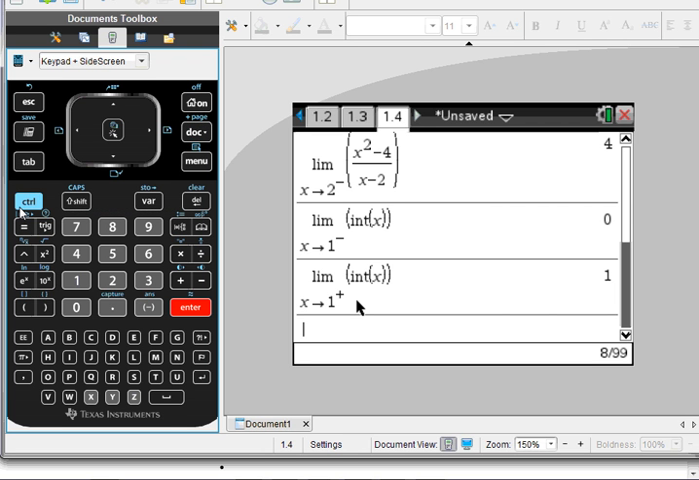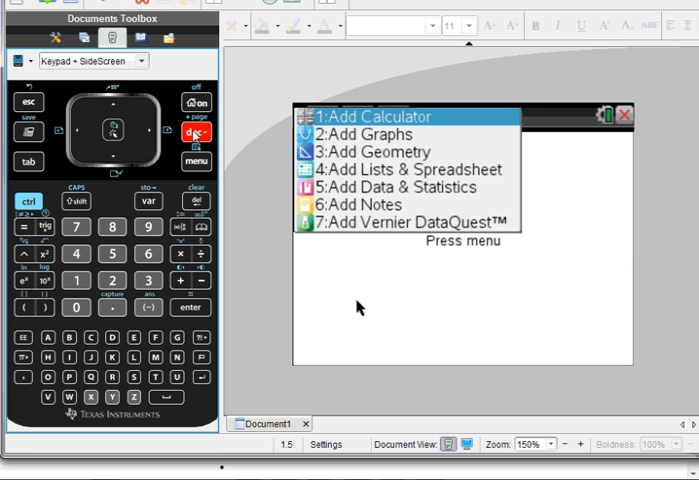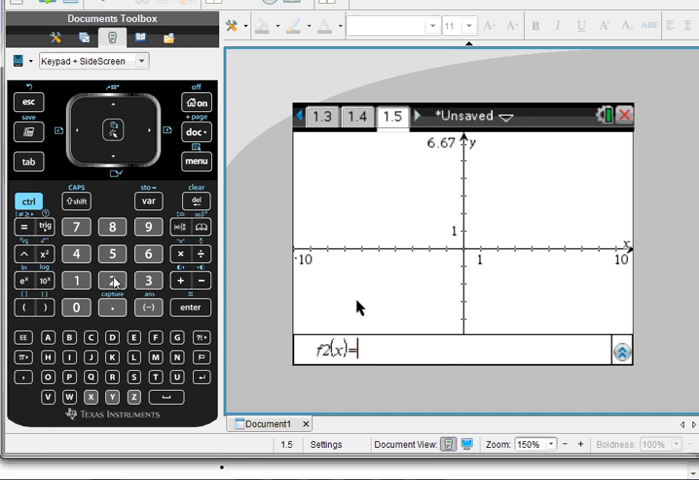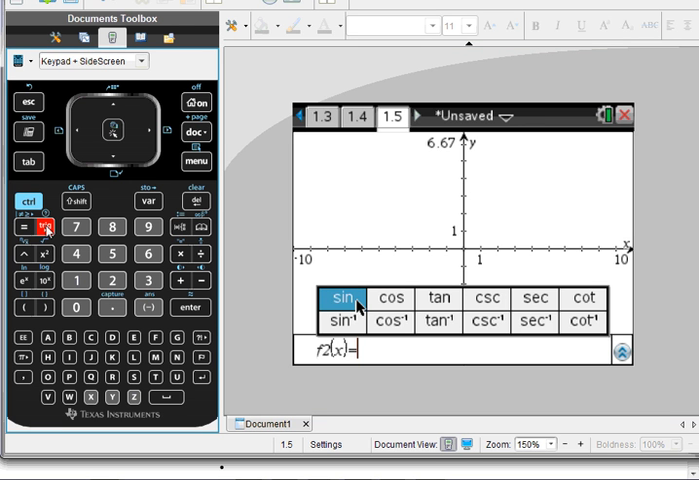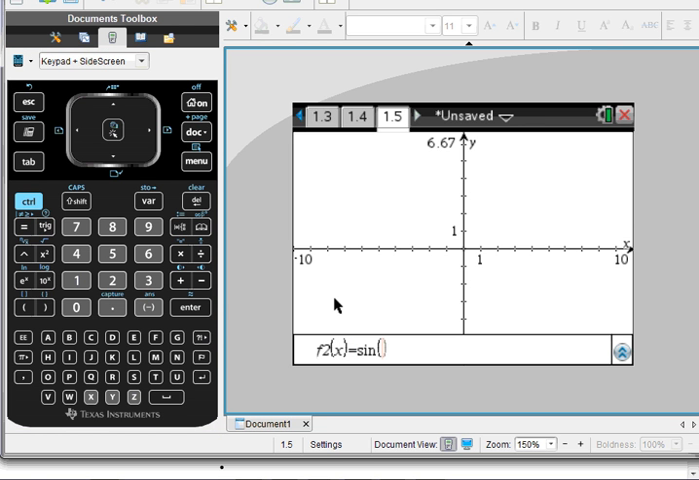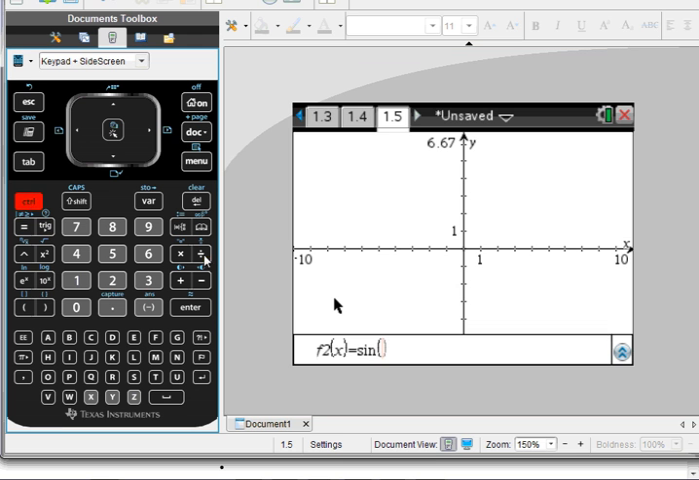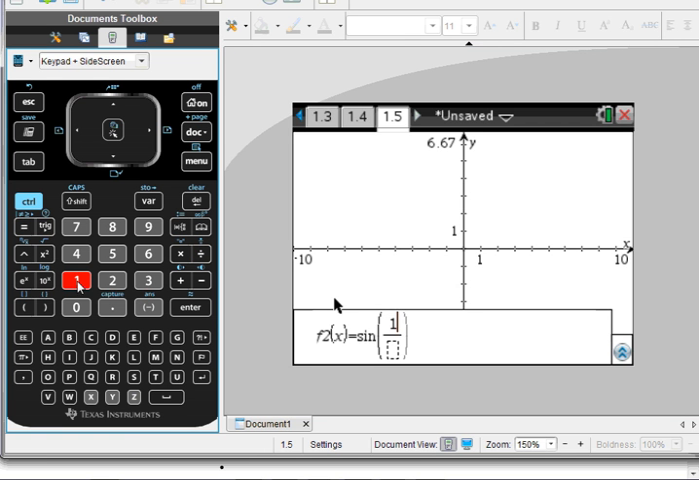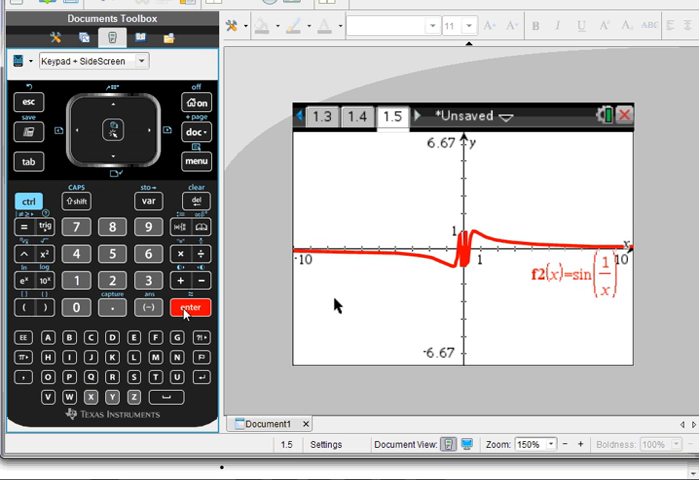This is the CX cast, and we're going to add a graph, and I'm in F2 because F1's already defined. Now, on this one, you find the trig right here. You could type it. Then I'm going to put in 1, and I'm going to put in x, and I want it to look pretty. Okay, you guys, there's the sine of 1 over x.